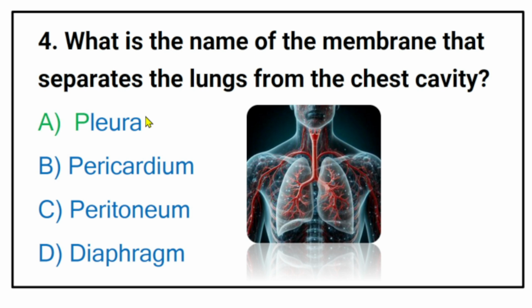So here the correct answer is pleura. Pleura separates the lungs from the chest cavity. At the same time, the pericardium covers the heart, the peritoneum covers the abdominal organs, and the diaphragm separates the thoracic cavity from the abdominal cavity.